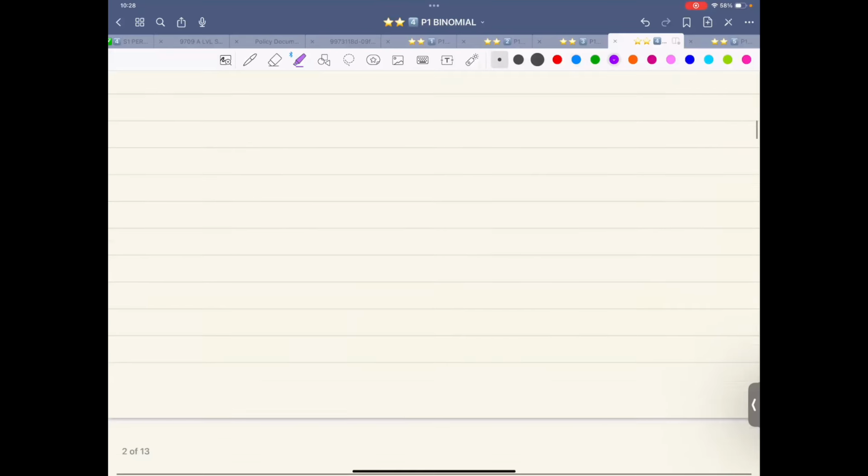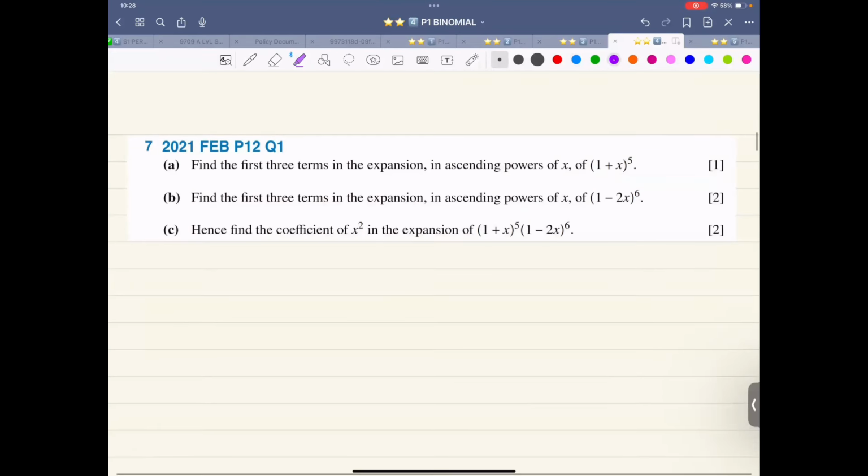So now in binomial, let's look at this question. Find the first three terms in the expansion in ascending powers of x. Whenever the first term is a constant, it will be in ascending powers. The first three terms in the expansion in ascending powers of x in this one. And then hence find the coefficient of x squared. That's a very traditional kind of question, nothing special, just for revision purposes.